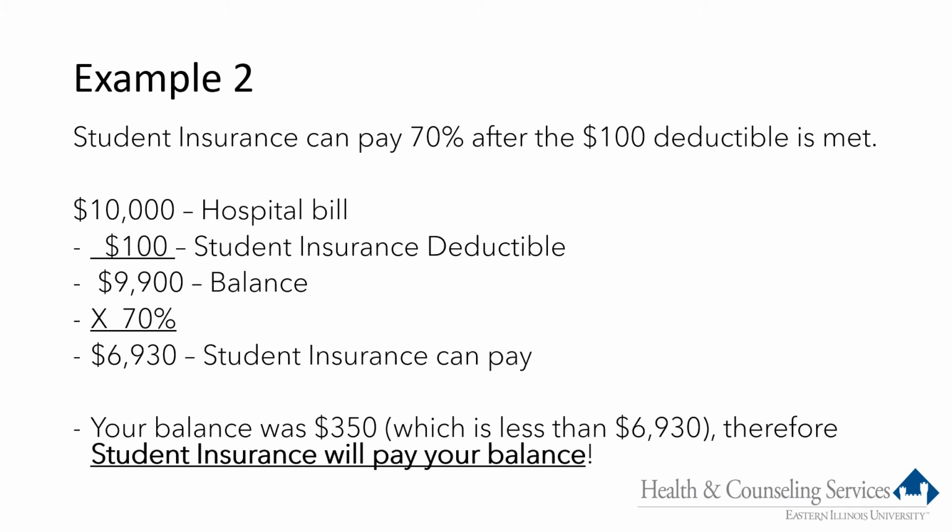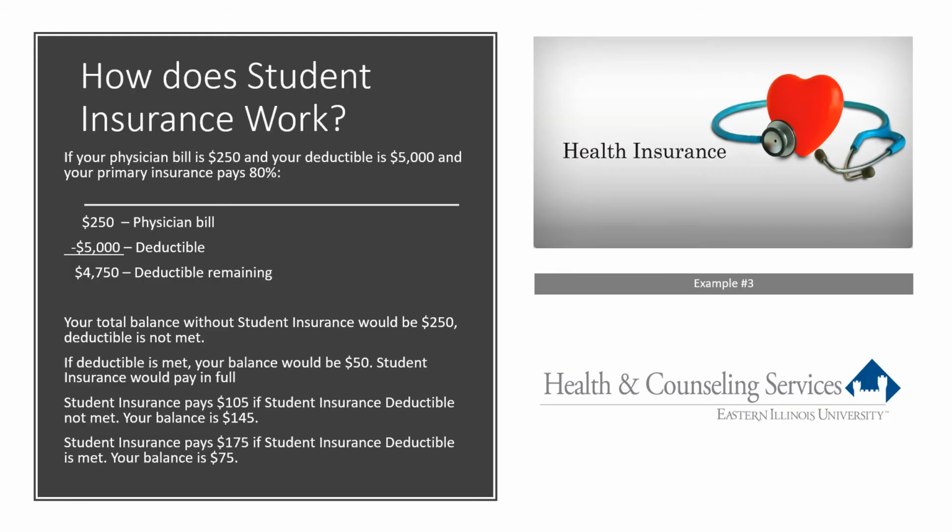Therefore, we pay your bill in full. You paid nothing out of pocket. Your primary insurance and student insurance paid the total balance. This example is another one similar to example 1. Here you have a $5,000 deductible, and the primary insurance again would pay 80%.